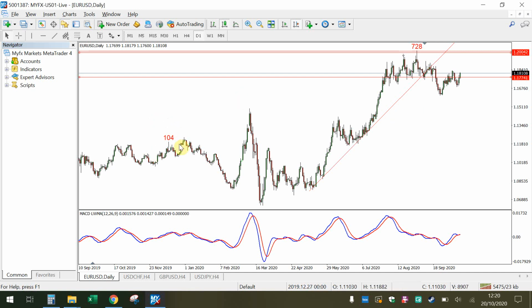If we look at this 104, what this is saying is that price was here 104 days ago. Again, you can very easily just draw a trend line across there. It breaks the trend line, you're looking for a retest, and then price starts to fall there.